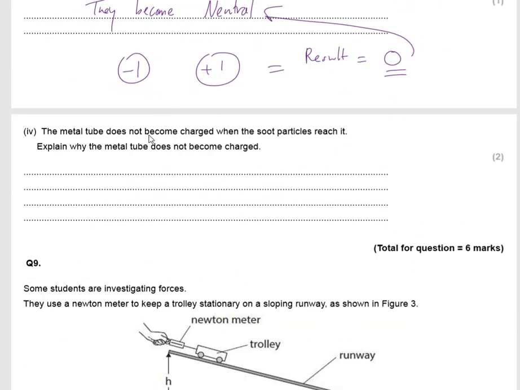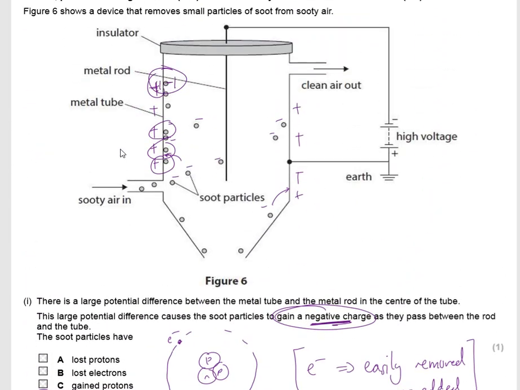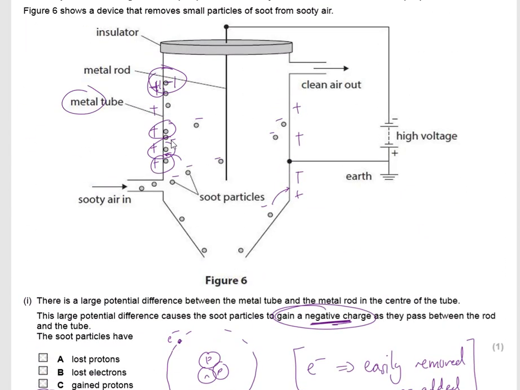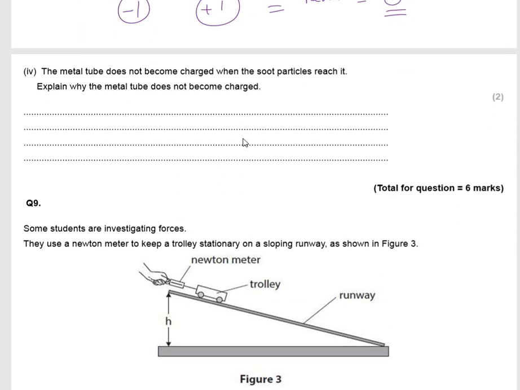Now, the tube does not become charged when the soot reaches it. Why is it that when the soot reaches it, it doesn't make the tube negative or positive? Because it is a metal. So why is it that when the soot, which is negative, reaches it, this one does not become negative in this case? And this is simple. Metals are conductors.